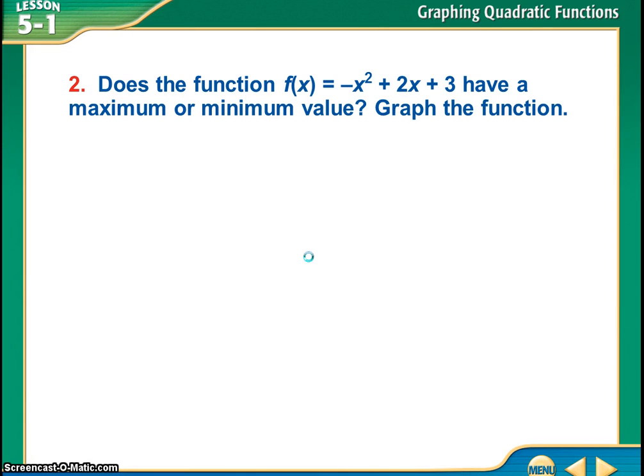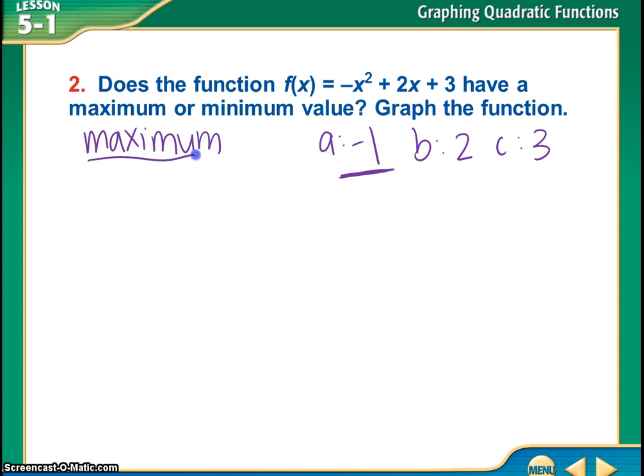Our second example: does the function f of x equals negative x squared plus 2x plus 3 have a maximum or a minimum value? Then we want to graph the function. Well, looking at our equation here, our a is negative 1, b is 2, c is 3. Just looking at our a value, negative 1 is less than 0, so we know that this is going to have a maximum. Right off the bat, that's all we have to do to see if it has a maximum or a minimum.